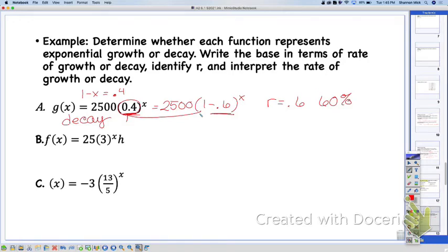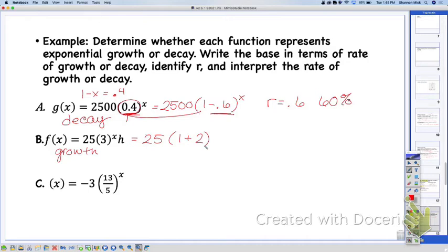Okay, growth or decay here. Growth. Because it's bigger than 1. So it's growth. That's 1 plus 2. So it was 25 times 1 plus what? 2.